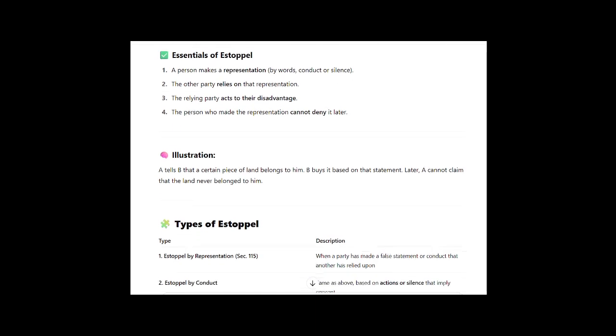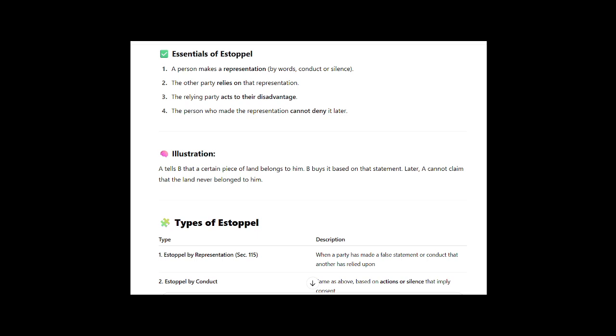Section 115. Essentials of estoppel. 1. A person makes a representation by words, conduct, or silence. 2. The other party relies on that representation. 3. The relying party acts to their disadvantage, for the person who made the representation cannot deny it later.